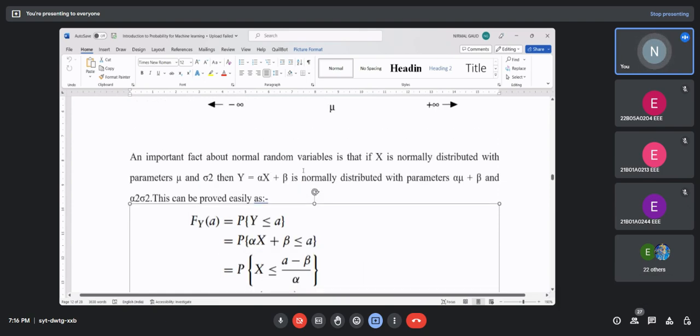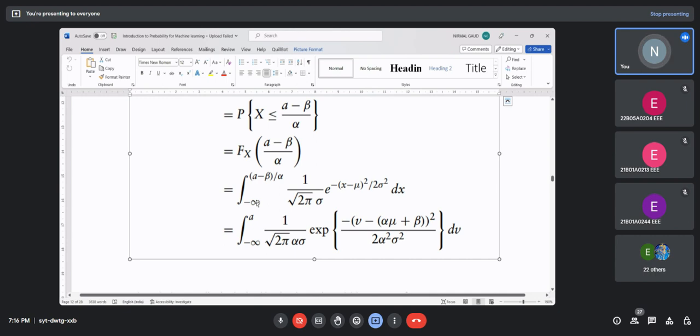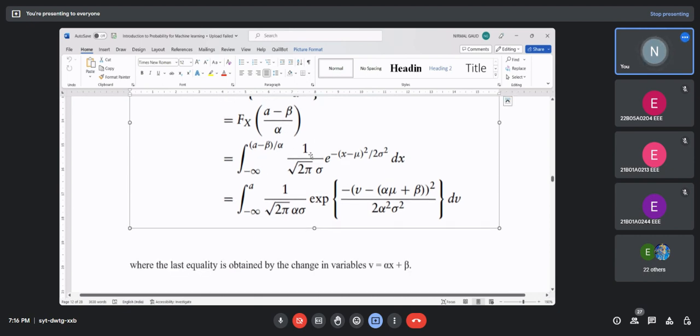So my limit was from where to where? From minus infinity to a minus beta upon alpha. So I'm going to put it here. And here is what I'm getting: 1 upon root 2 pi sigma e to the power. This is my same formula. And on solving it, whatever the solution be, this is the complex equation which I'm getting.